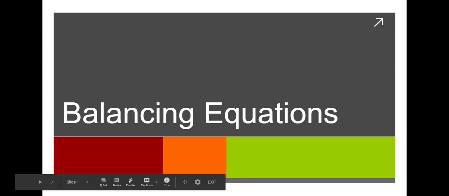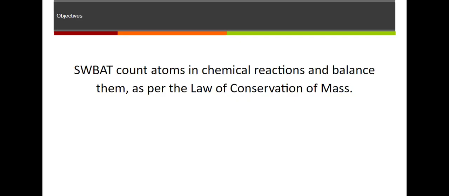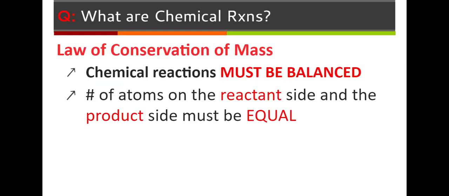All right, today and tomorrow we're going to be covering balancing equations. So, yesterday, we learned about the five types of chemical reactions, which are synthesis, decomposition, single replacement, double replacement, and combustion. Today, we're going to learn how we keep those equations in balance and why we even bother to keep them balanced. So our objective is that we'll be able to count atoms in chemical reactions and balance them as per the law of conservation of mass.